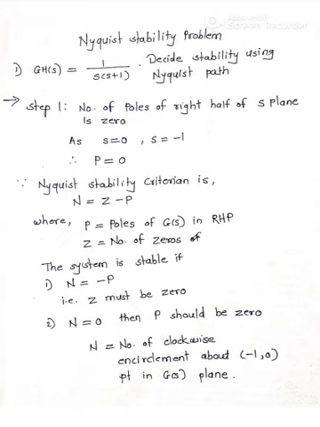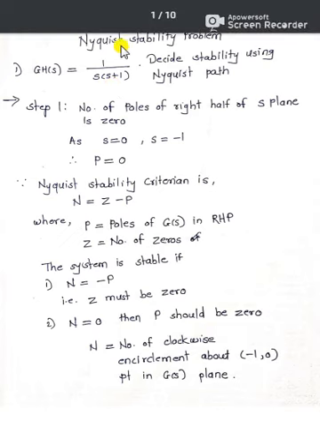So question number 1 is G(s)H(s) = 1 / (s(s+1)). Decide stability using Nyquist path. So the question is we have to find out the Nyquist stability.